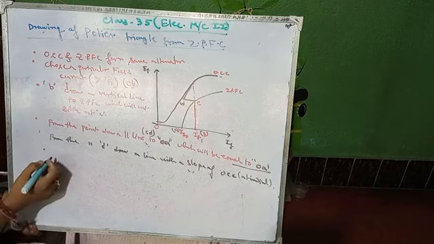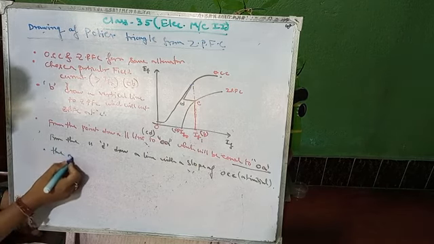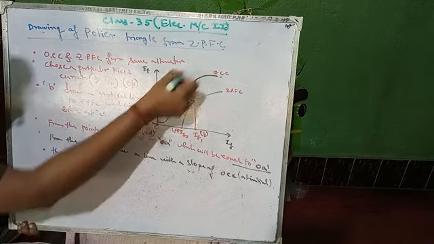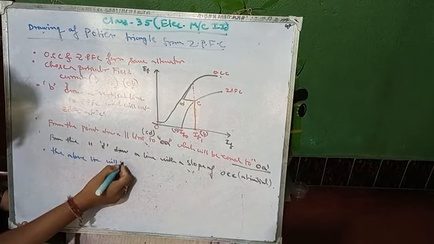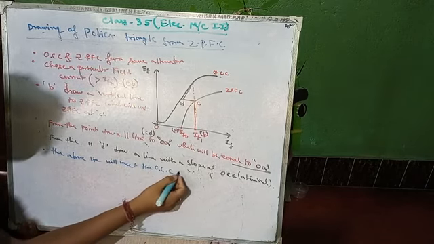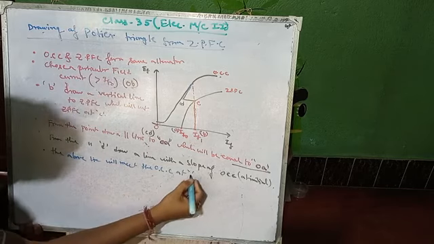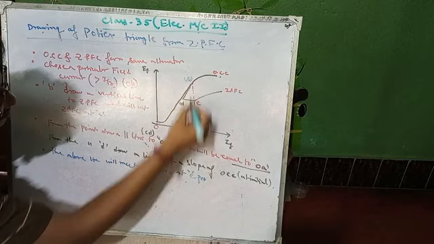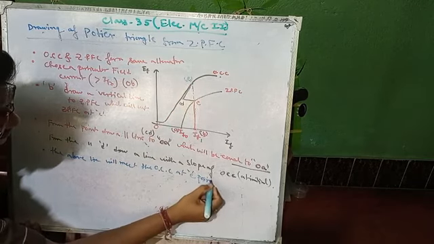So the above line, that is this line, will meet the OCC at E point. So this point is taken as E. Okay, E point.